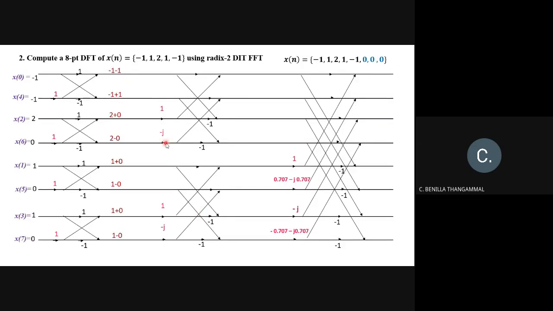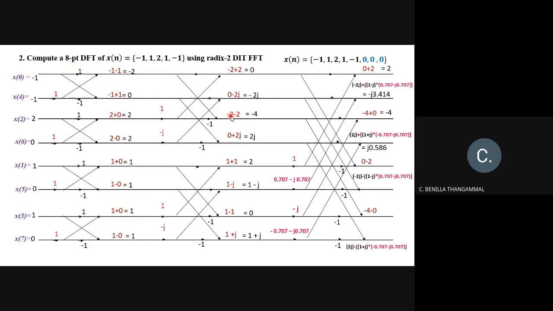So here you can try this problem. Compute an 8-point DFT of x of n equal to minus 1, 1 using the radix-2 DIT FFT algorithm. Since they ask you to calculate an 8-point DFT, your input should have 8 values. Since it has only 5 values, I'll go for zero padding and then try this problem. In the same way, keep your input in bit reverse order and then calculate your first stage, then the second stage, as well as the third stage. Use your calculator properly and try this one. You'll get your answers here. You just verify your answers.